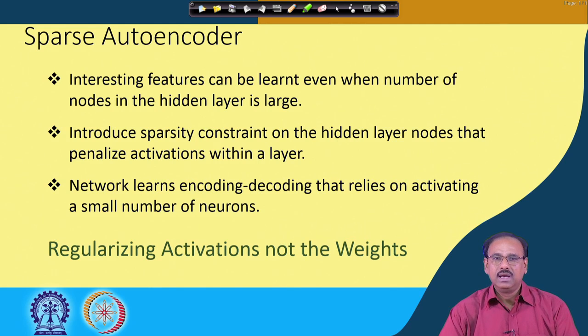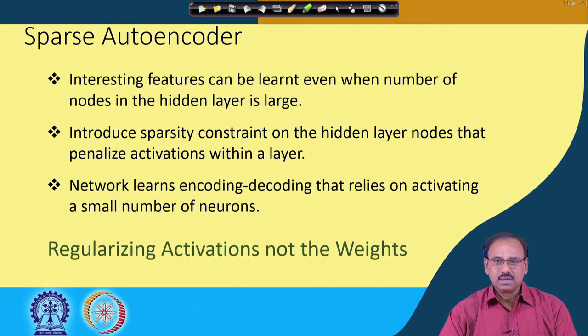So, that is what is done in the case of a sparse autoencoder. As we are restricting the activation of the hidden layer nodes, that is done by introducing a regularization term. You remember that when we talked about the backpropagation algorithm, which minimizes a cost function or a loss function, the loss function consisted of two terms.